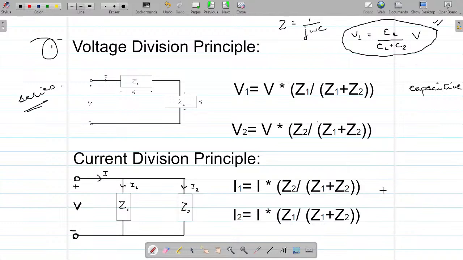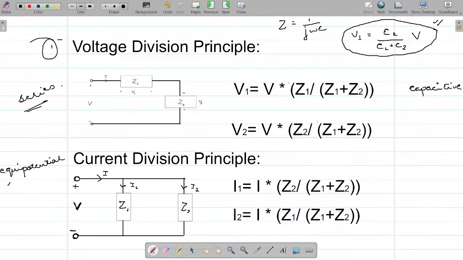Now tell me, in terms of current division, what does a parallel network show? A parallel network shows that there is the same potential applied across the two elements. When there is the same voltage across the two elements, yesterday what did we talk about? We did talk about equipotential nodes. Did we not talk about it?